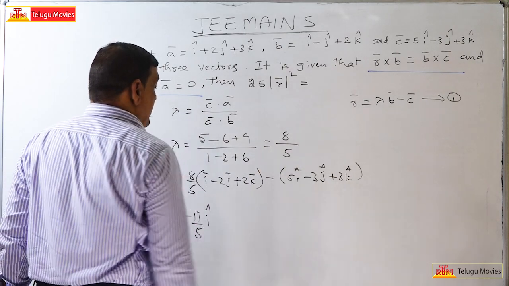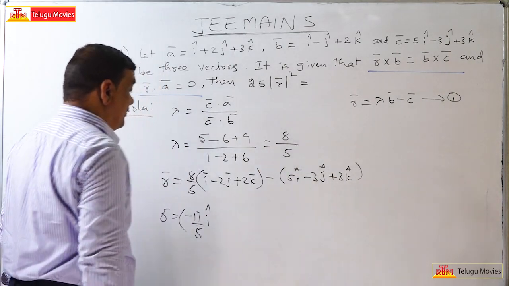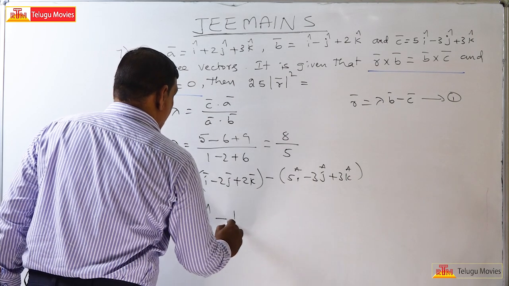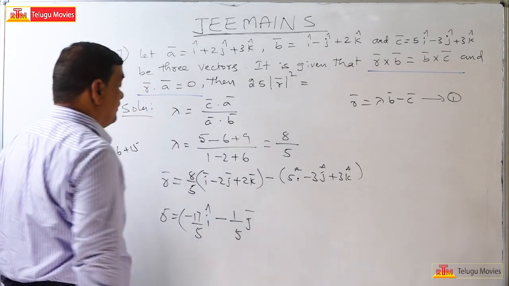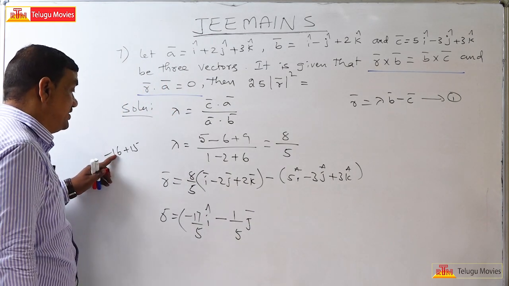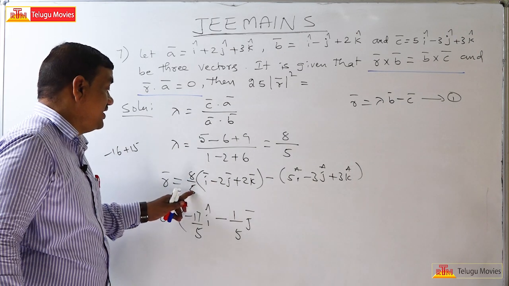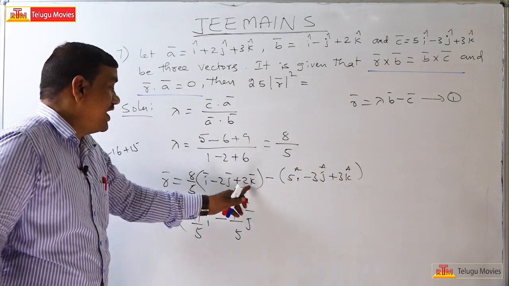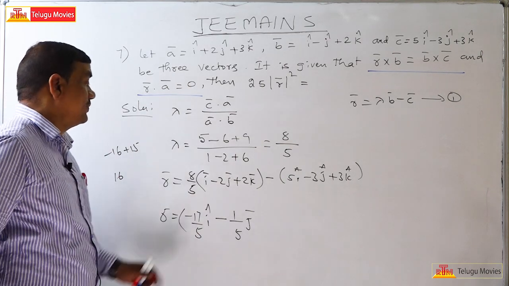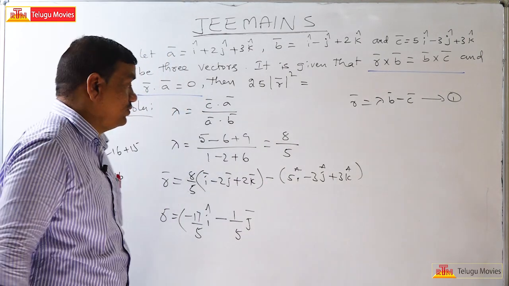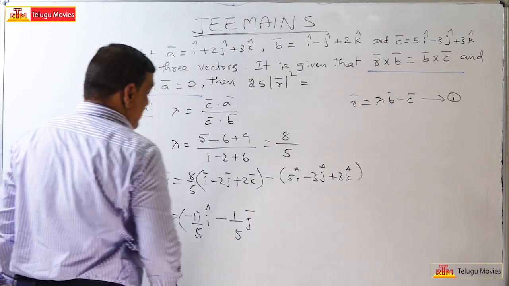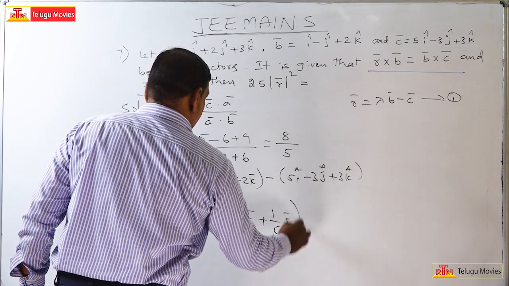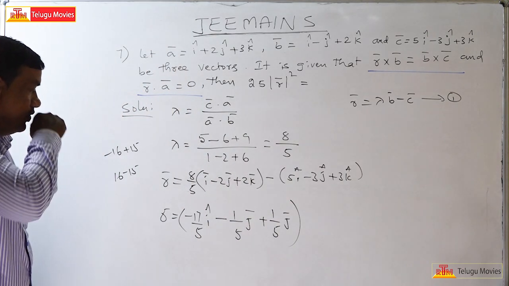So this is minus into minus plus. 5 3s are 15, minus 16. Minus 16 plus 15, minus 1 by 5 J bar. 8 2s are 16, here minus minus plus 3, 15 again. So 8 2s are 16 plus 16 here. So here minus 15, minus 1 by 5 J bar, that means plus 1 by 5 J bar. Understand this? Right.